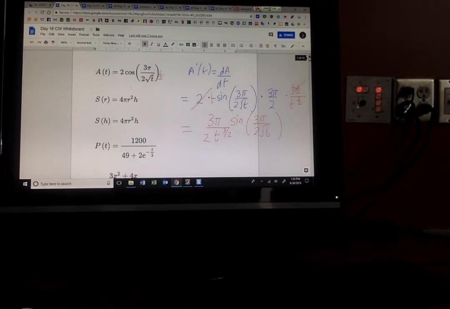Slow and steady, slow and steady. So each problem you can take about 2 minutes. Don't be in a rush. Again, these 2 guys were the only leftovers. 2 times 1 half was 1. 3 pi in the front. The 2 t 3 halves. No rush. Okay?